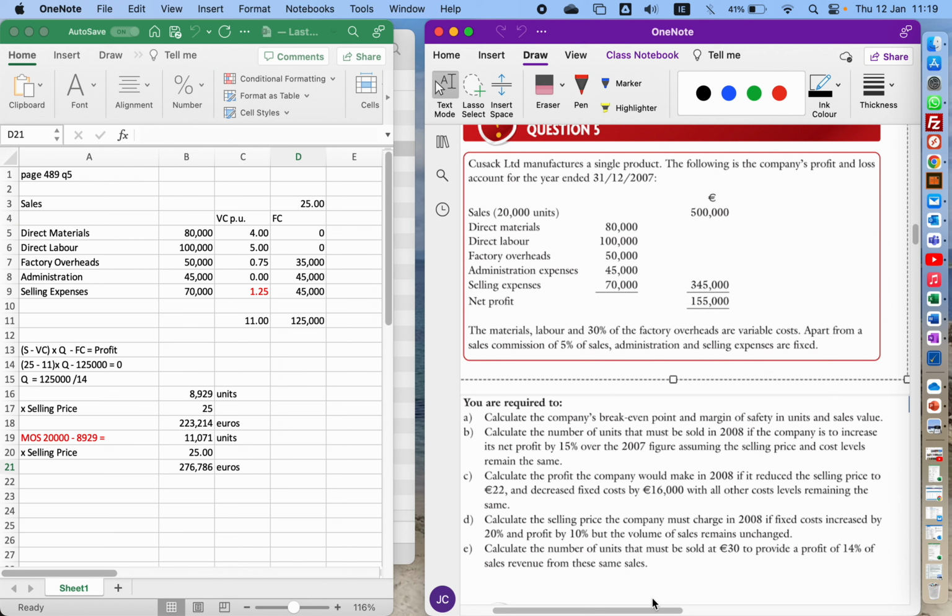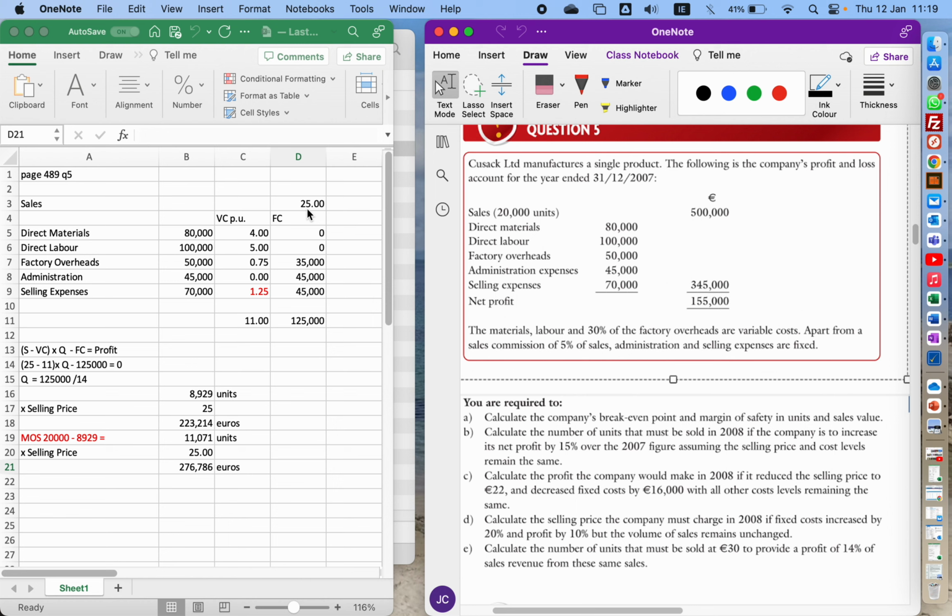I'm just going through in particular C, D and E because there's an issue here: we've got salesperson's commission of 5% of sales. That means sales price. So we need to work out what the sales price is, and we have 500,000 euros going to be earned if we sell 20,000 units. Divide those two and you end up with 25 euros. So the sales price is 25 euro.